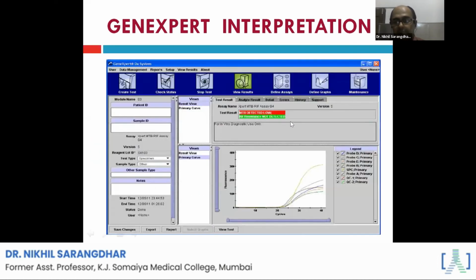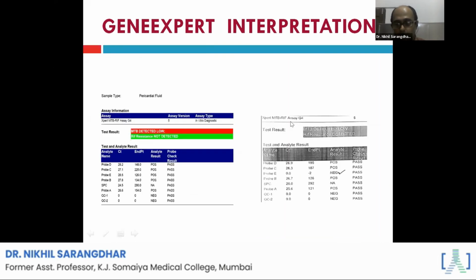Then MTB detected low. Low is what? 23 to 28. Again, there can be discrepancy in the sample. This is a sample of pericardial fluid, an extra-pulmonary sample. Here, the bacillary load is always paucibacillary, that is to say low or very low. So you can get discrepancies in such reports. Here you have MTB detected low and no RIF resistance. Low was what? 23 to 28. Let's see. This is 28, 27, 28, 27. Again, A is 26. So yes, it tallies. But then again, you can get discrepancies. On the right hand side, you have MTB detected low and RIF resistance detected.